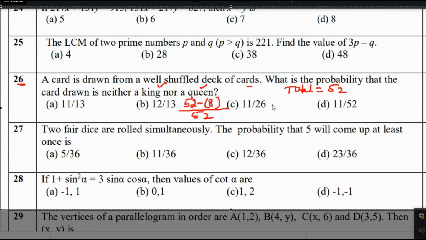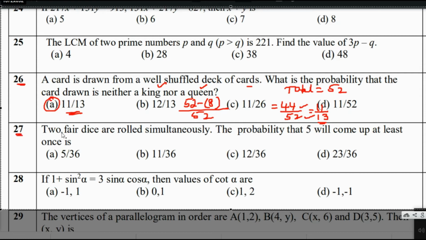So 52 minus 8 will be 44, divided by 52. Favorable outcomes are 44 and total possible outcomes are 52. So 4 11s are 44, 4 13s are 52. The correct option for the 26th question is 11 by 13, option A.